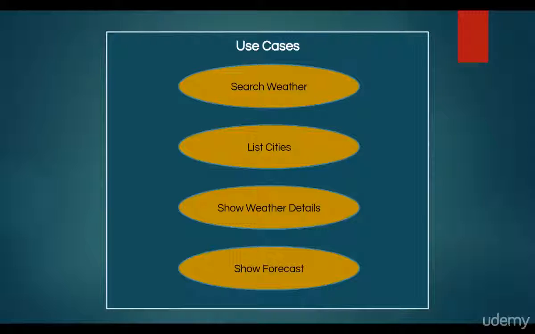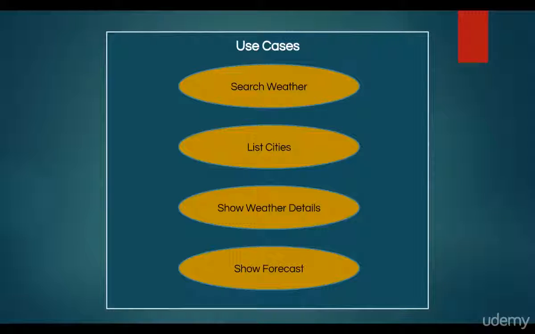So we are gonna make a weather dashboard application using which a user can search weather. We will provide an interface to the user where he can enter the city name and get the weather information. When the user enters the city name, we are going to give him a list of cities, clicking on which he can see the detailed weather for that city. And he can even see the forecast, the weather information for the next 5 or 7 days.